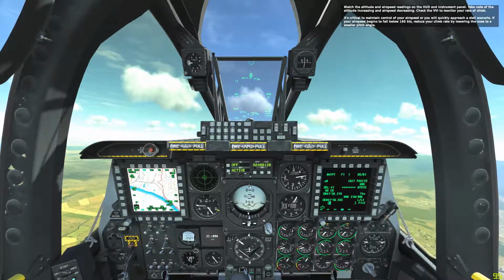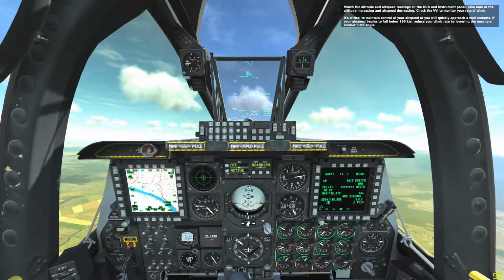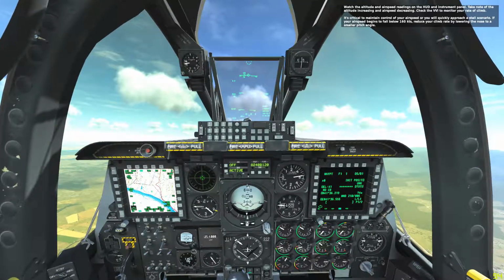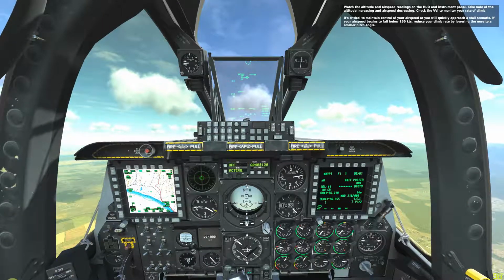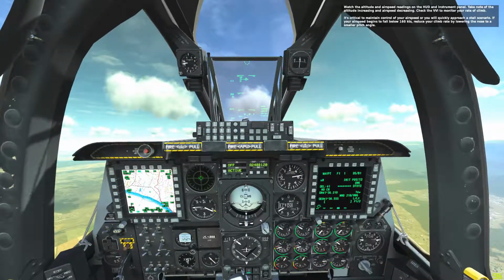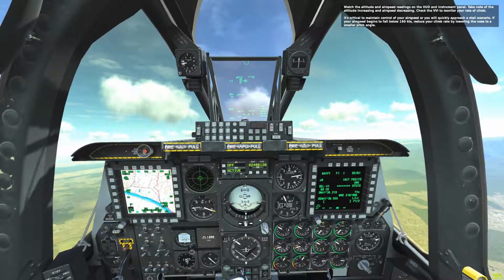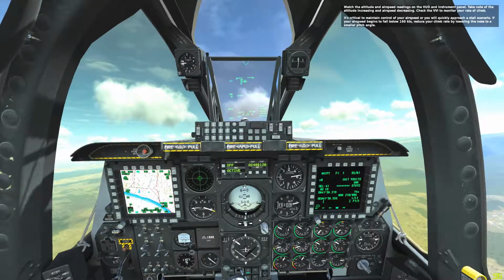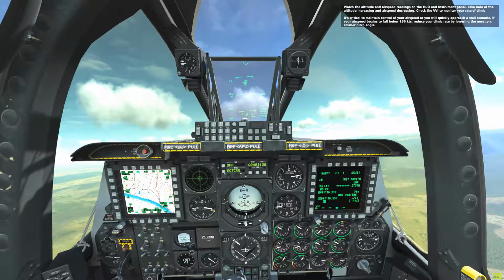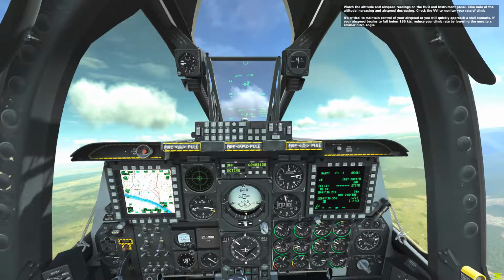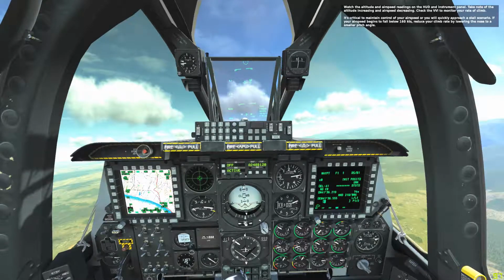Watch the altitude and airspeed readings on the HUD and instrument panel. Take note of the altitude increasing and airspeed decreasing. Check the VVI to monitor your rate of climb. It's critical to maintain control of your airspeed or you will quickly approach a stall scenario. If your airspeed begins to fall below 160 knots, reduce your climb rate by lowering the nose to a smaller pitch angle.